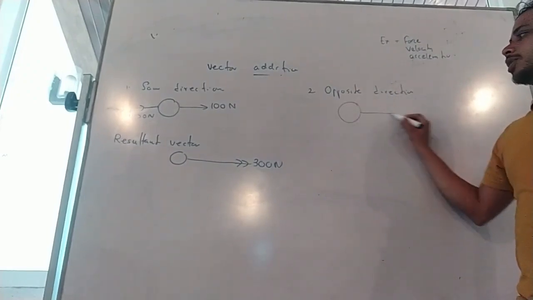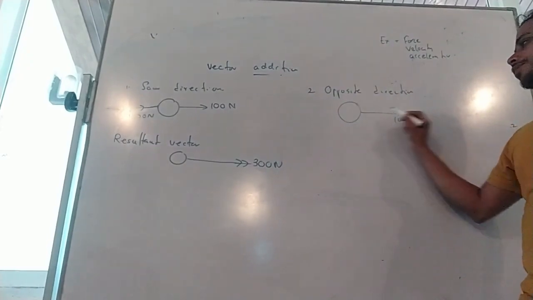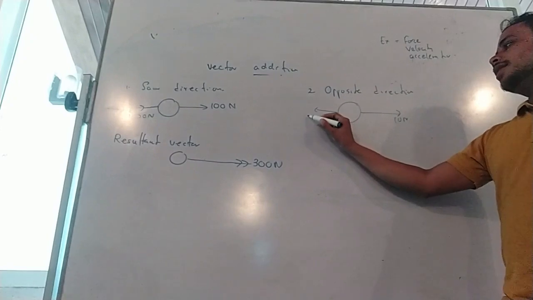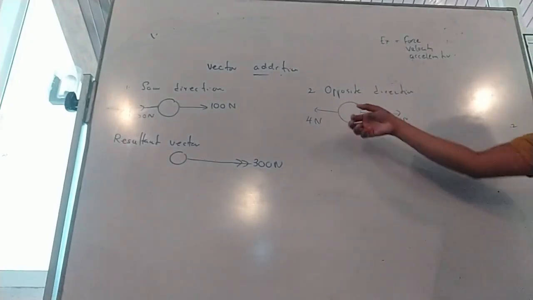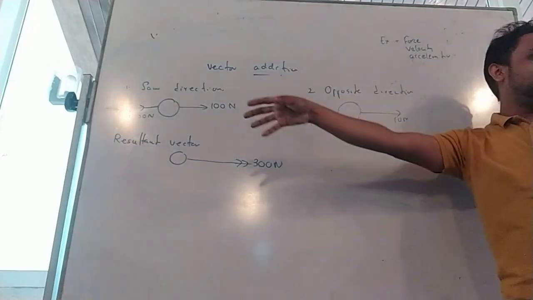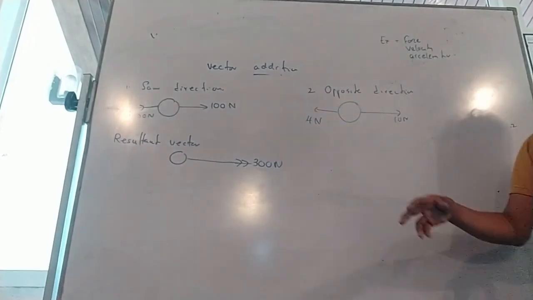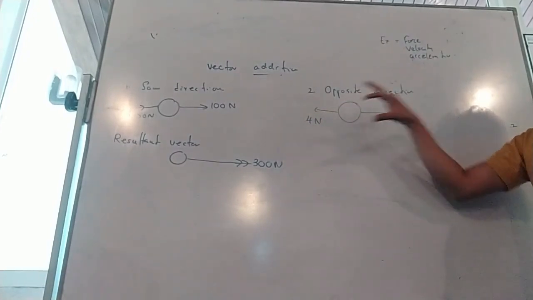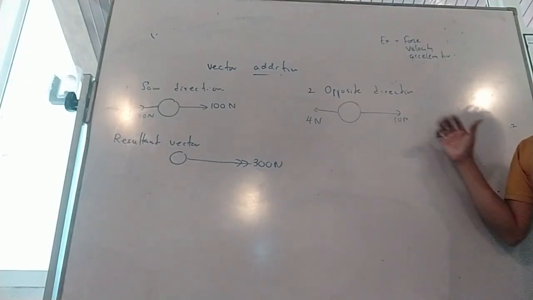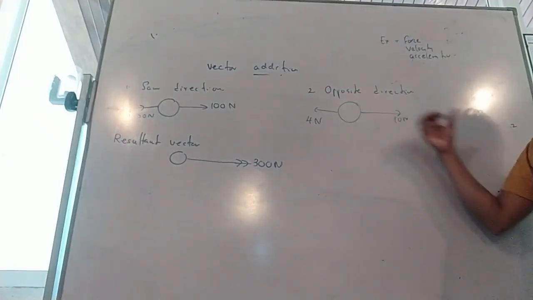Let's say towards this side there is a 10 Newton force, and towards this side there is a 4 Newton force. Now what will happen? One is pulling this way, the other one is pulling towards that way. So what will happen? When you have two forces like this, the object will move towards whatever the higher force is. This side, right?